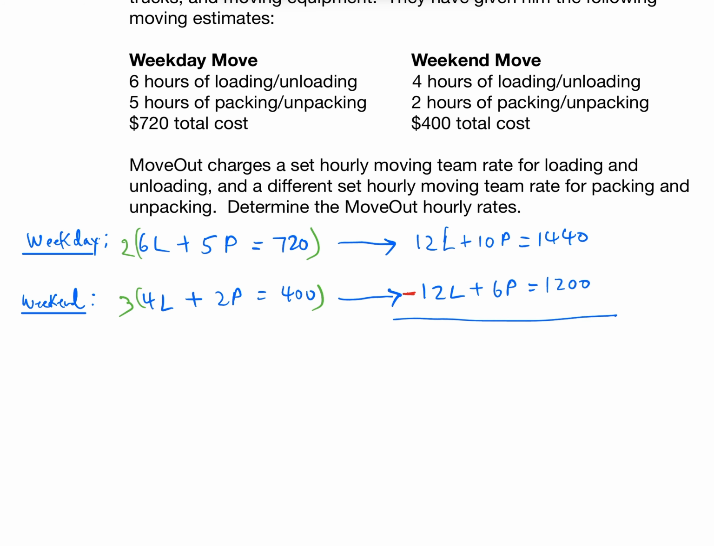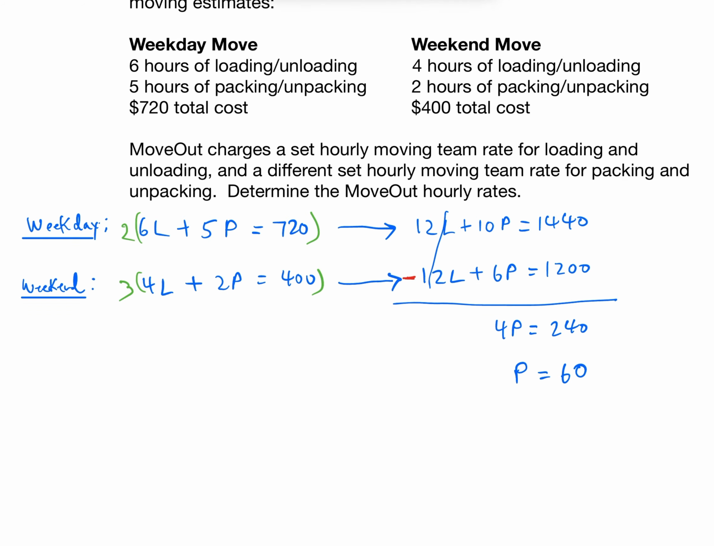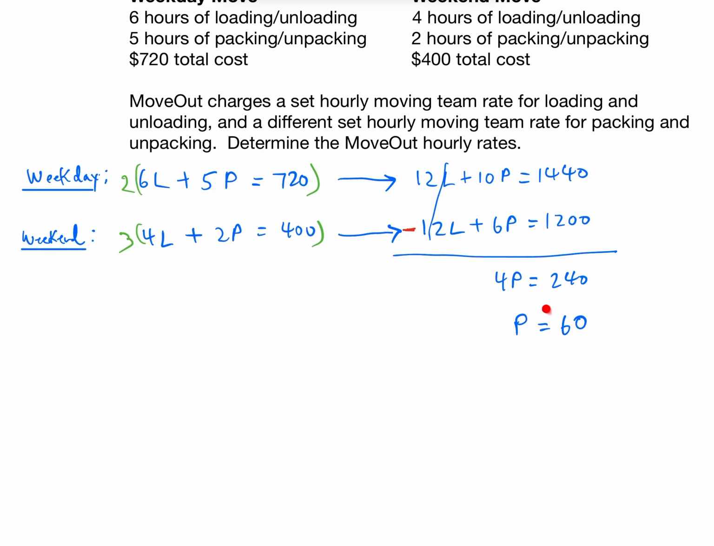Our 12L's cancel out, and then we're left with 4P is equal to 240. Dividing both sides by 4, we find that P is equal to 60. So what this tells us already is that packing and unpacking is going to be a $60 an hour rate.